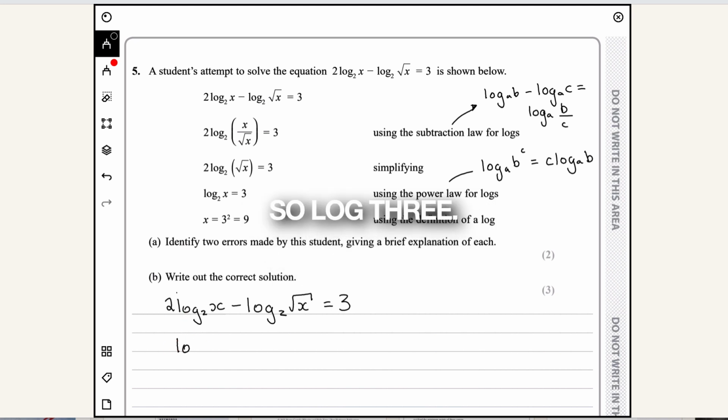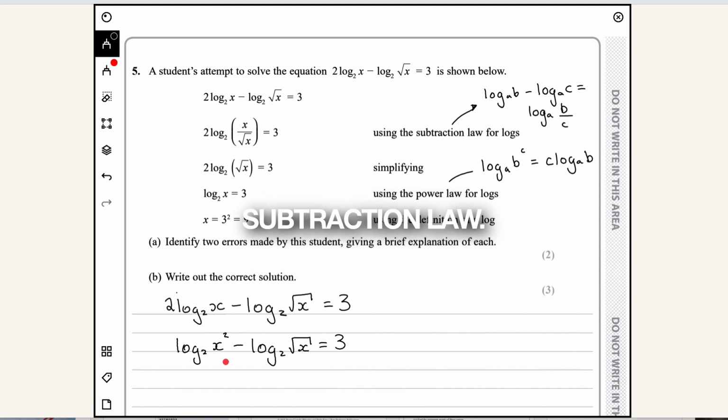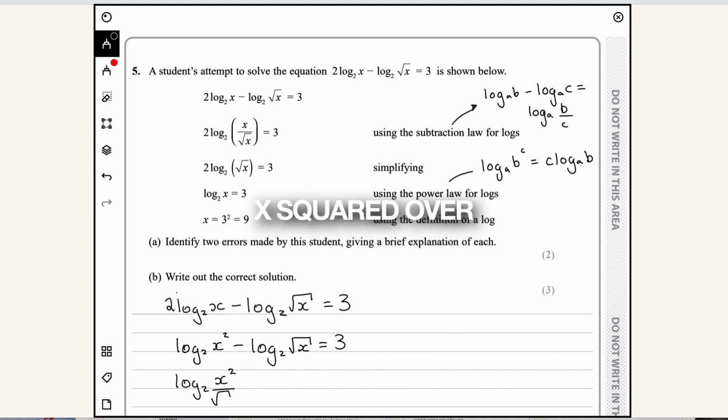Okay, so let's rewrite this: log 2x squared minus log 2 root x equals 3. Now I can use the subtraction law. So I would say log 2x squared over root x equals 3. And we can see already that that's the mistake that has happened here with this.